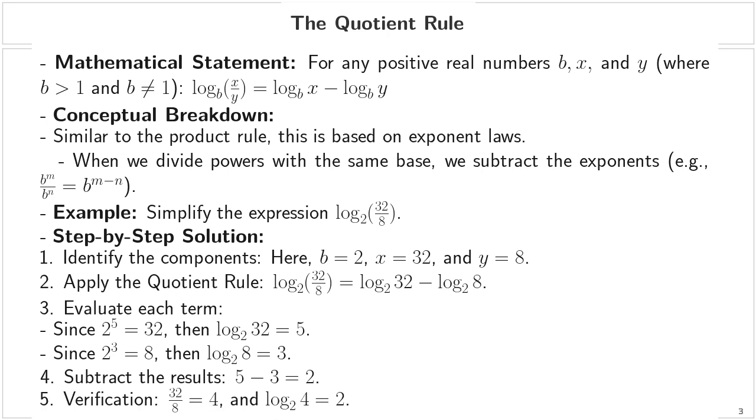Finally, we can verify our answer. If we perform the division inside the parentheses first, 32 divided by 8 equals 4. The logarithm base 2 of 4 is indeed 2, which confirms our result is correct. Now that we understand how to handle products and quotients, we are ready to move forward to the power rule, where we will learn how to deal with exponents within the logarithmic argument.